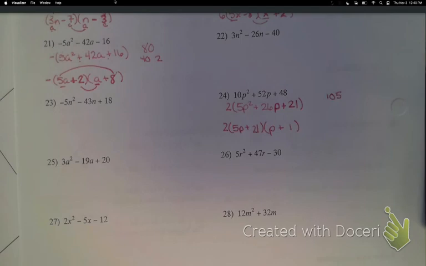How'd you get 105? You should have taken 5 times 21. What's 5 plus 21? Always start with the two numbers that gave you what you multiplied together, guys.